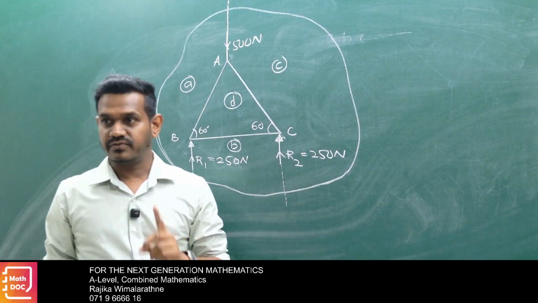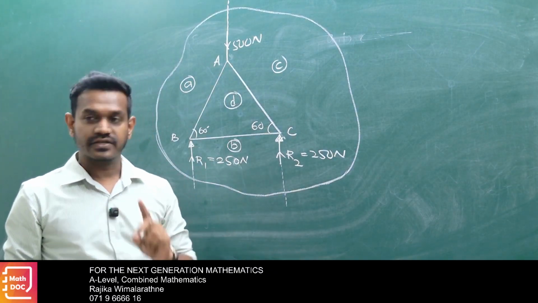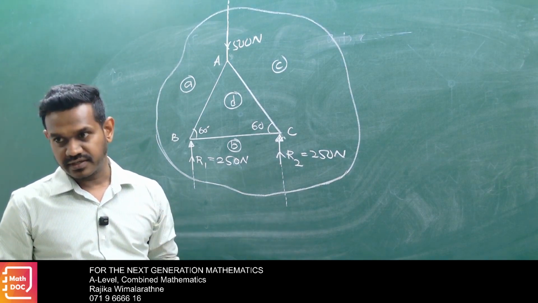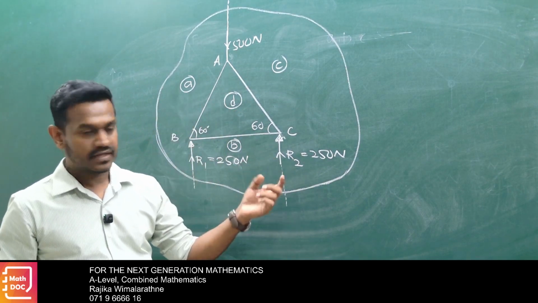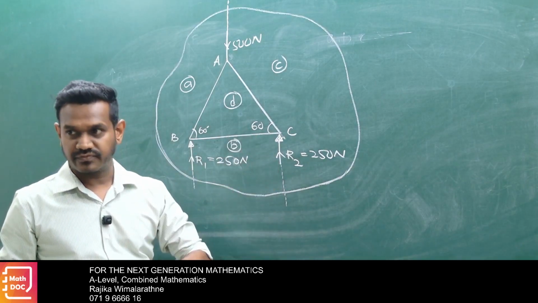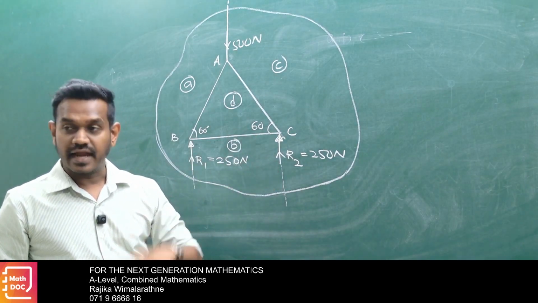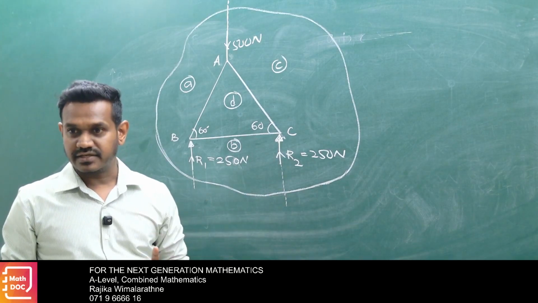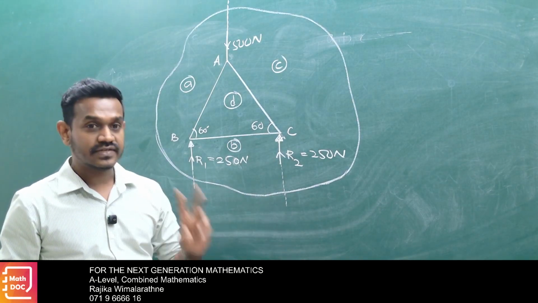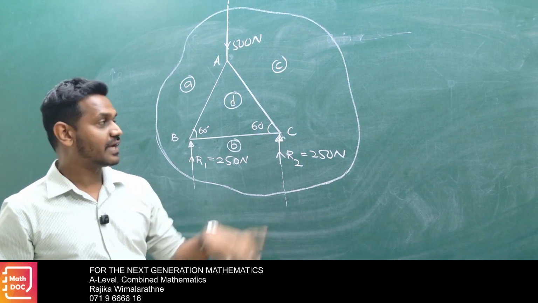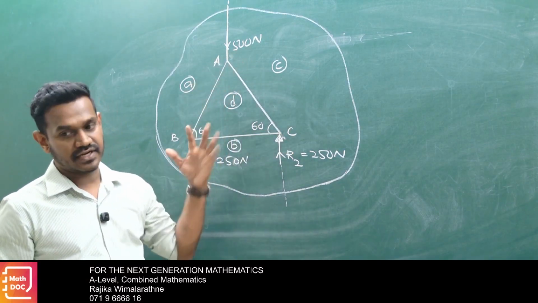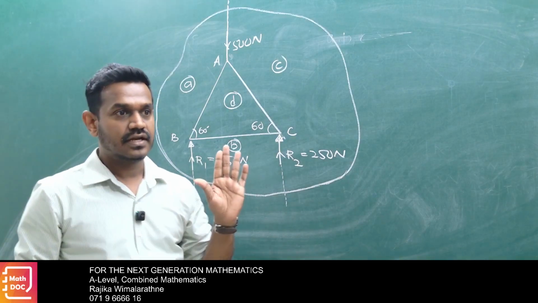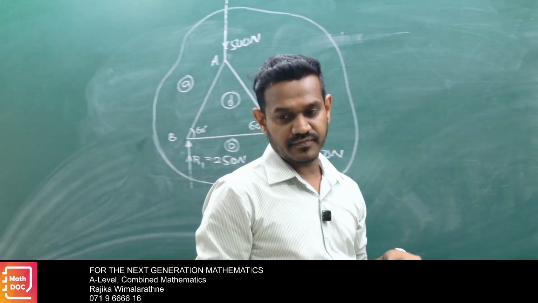I told you one important step: select a vertex with the minimum number of forces and the maximum known. Here all are similar, 3 forces, 1 known. Another point I told you is to select a vertex with 2 unknowns. Then you can select this one or this one, whatever it is. Now we need to sketch the first polygon.